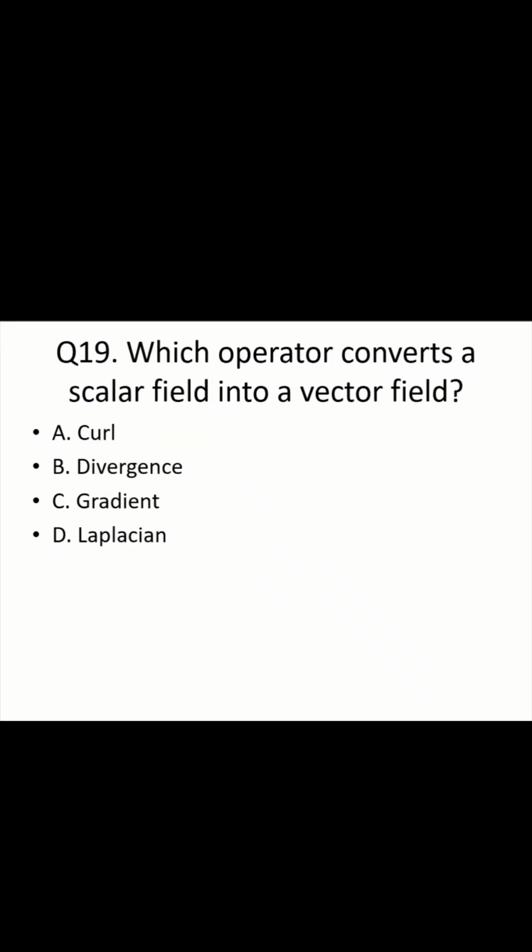Coming to question number 19, which says which operator converts a scalar field into a vector field? Curl, divergence, gradients or Laplacian. So the correct option is answer number C, that is gradient. Coming to question number 20, that is which operator converts a vector field into a scalar field? That is option number B, that is divergence.